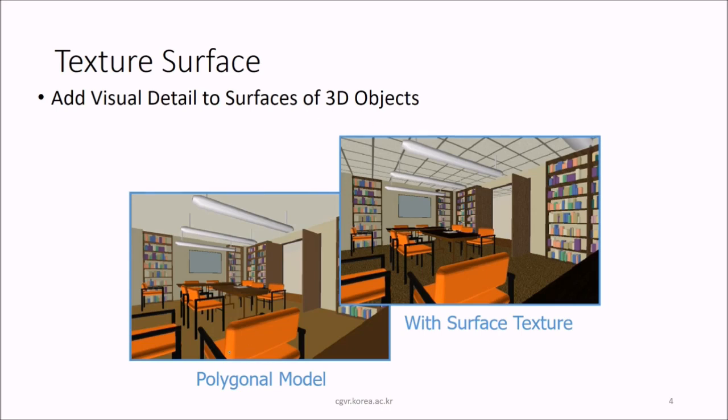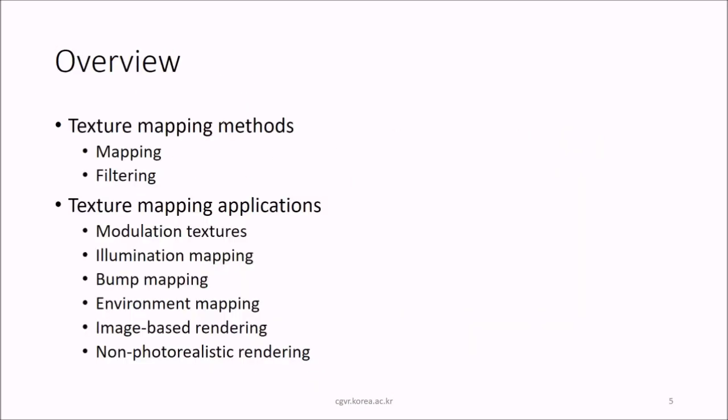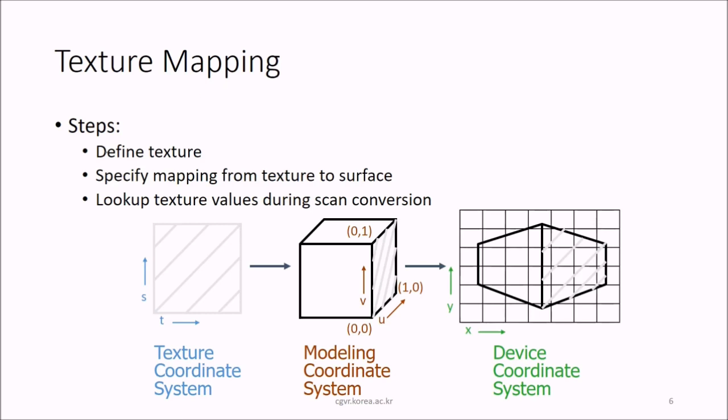Right. Now this is a plain polygon model. Please observe the ceiling and the floor here with a surface texture. Now it is giving a more realistic view. These are the textures. So it adds visual detail to the surface of 3D objects. So we will see the texture mapping methods, like mapping, filtering, and texture mapping applications also. So let's start with the texture mapping.